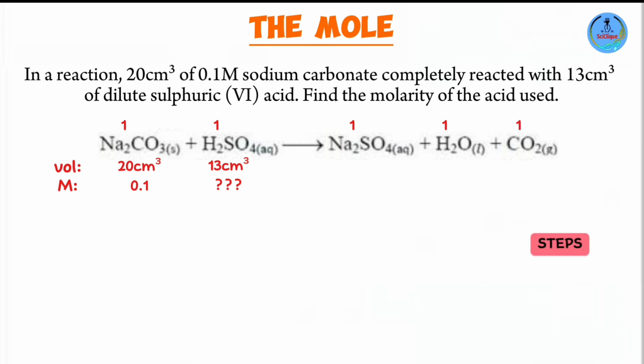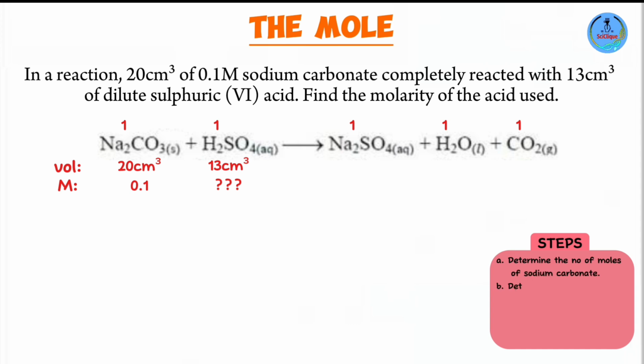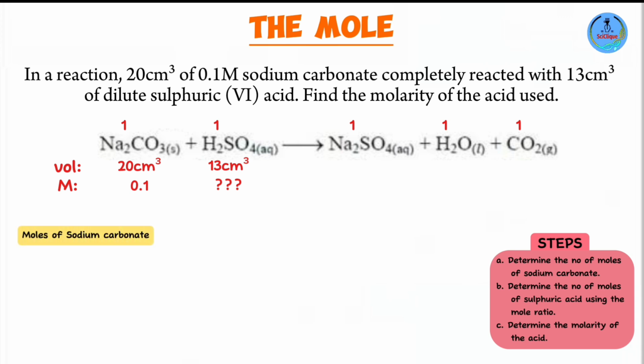So what is our starting point going to be? Those are the steps we're going to carry out. Determining the number of moles of sodium carbonate, determining the number of moles of the acid, sulfuric acid. Lastly, we are going to determine the molarity of the acid used. First step, determining the number of moles of sodium carbonate. Now we can easily do so because we have the volume and we also have the molarity, and we are going to use this formula. Moles is given by molarity multiplied by volume over 1000. 20 by 0.1 over 1000 gives us the number of moles of sodium carbonate as 0.002 moles.